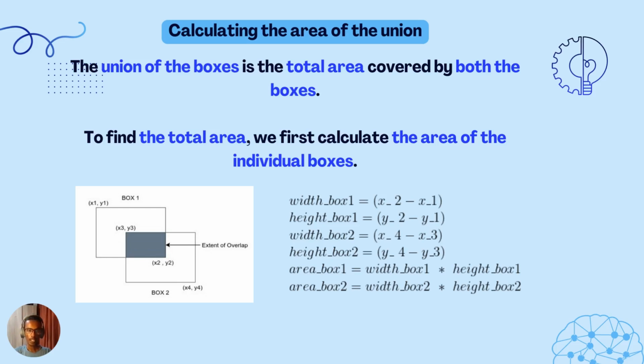And the width box 2 and height box 2 are the width and height of the second box, and they can be computed by using the top left and bottom right corners of box 2. We find the difference between the x coordinates to find the width and the difference between the y coordinates to find the height. Once the width and height for each of the boxes are computed, we can multiply the width and height of box 1 to find the area of box 1, and we can multiply the width and height of box 2 to find the area of box 2.